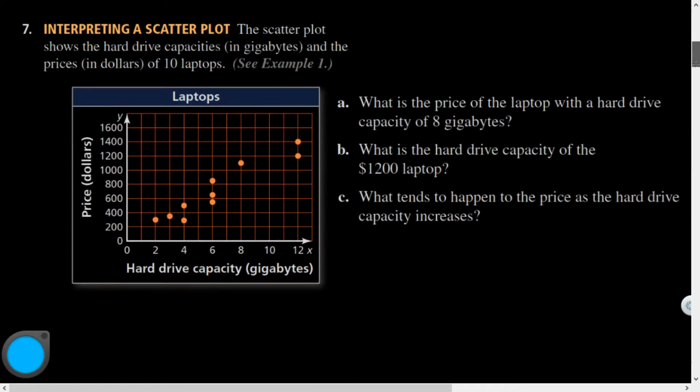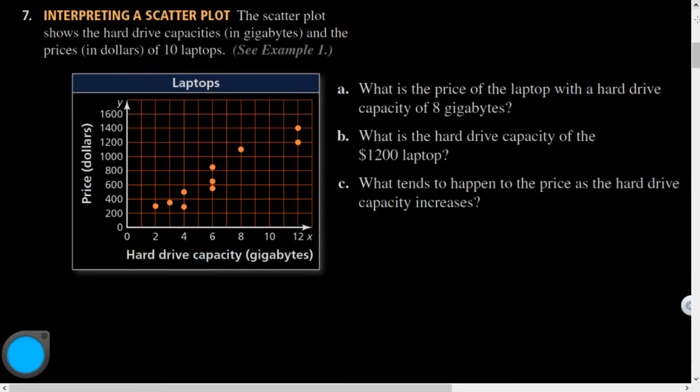That's just reading points. Now here's some reading of points where we are associating them with particular values, like hard drive capacity, measured in gigabytes, and price. Yeah, that's what we're doing. Question 7a. What is the price of a laptop with a hard drive capacity of 8 gigabytes? So I go over to 8 on the gigabyte axis, and then I trace it across. Looks like that would be $1,100.